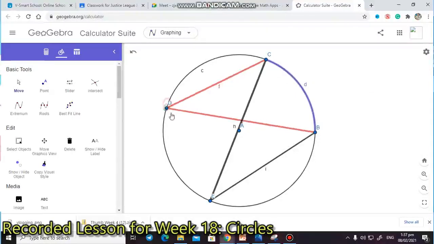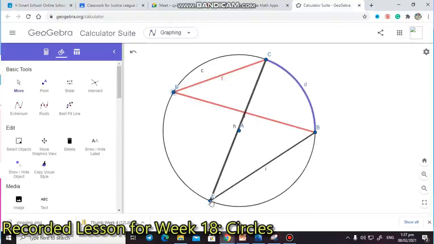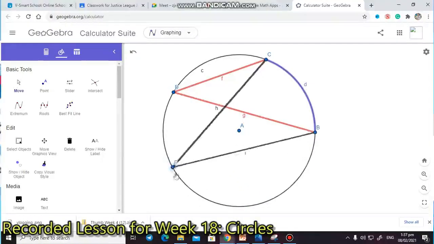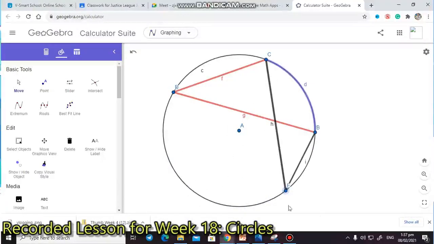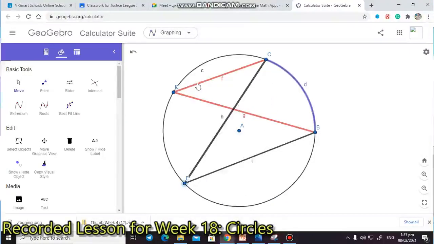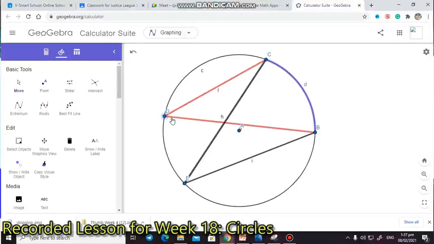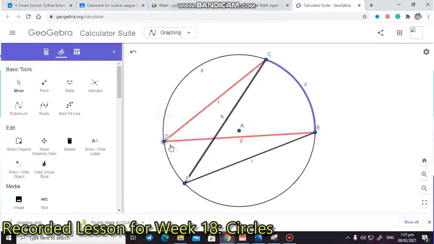Even if I move these points around, as long as they lie on the same arc, the measures of these two inscribed angles are equal and congruent. Got it? Yes, sir. Okay.